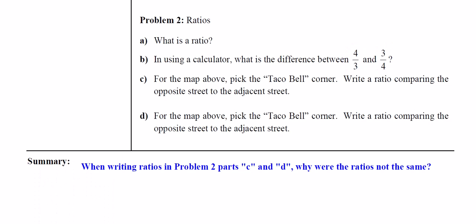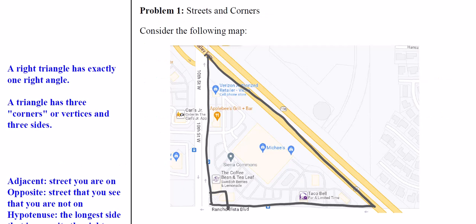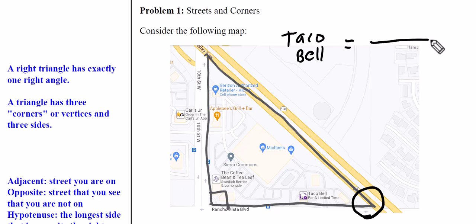For part C, let's go back to the map. We want to pick the Taco Bell corner, and we want to write a ratio comparing the opposite to the adjacent. So first we pick a corner. I'm picking this corner. This is the Taco Bell corner. And I'm writing a ratio, so I automatically make a fraction. And when I stand on a corner, I'm comparing streets only. I'm not comparing corners or freeways. I'm comparing streets. So if I'm standing on this corner, what is the opposite street that I see? Well, I see 10th Street West.